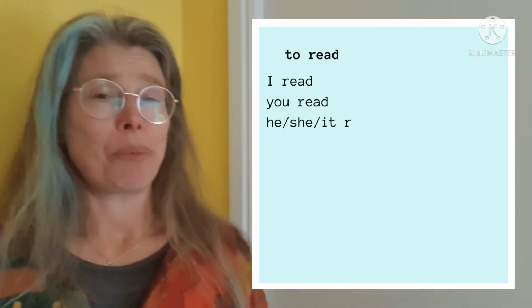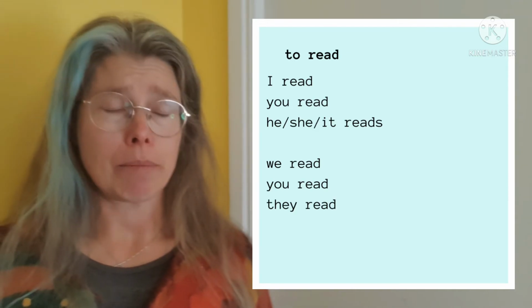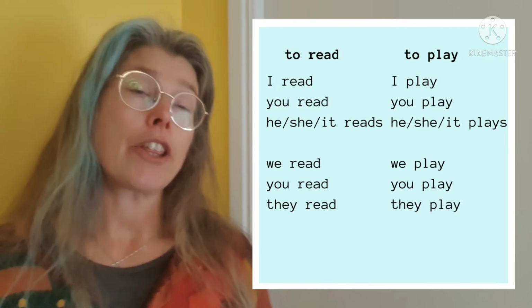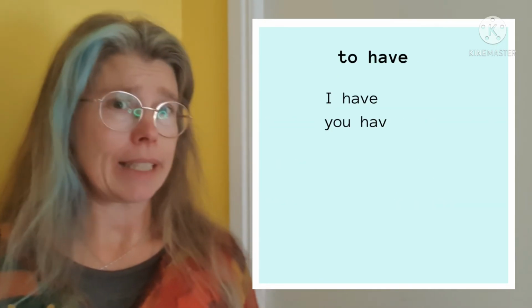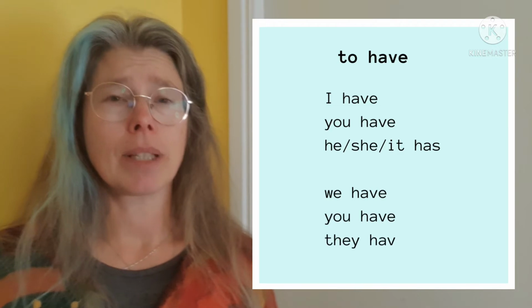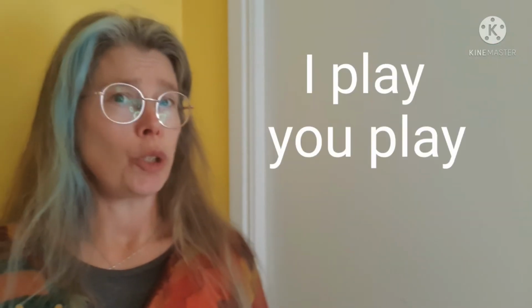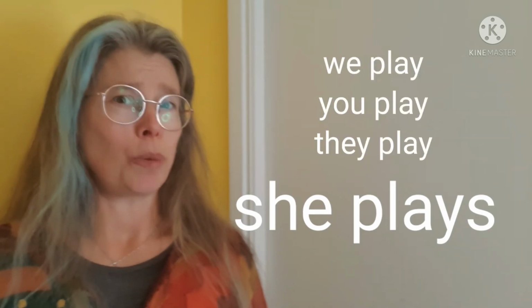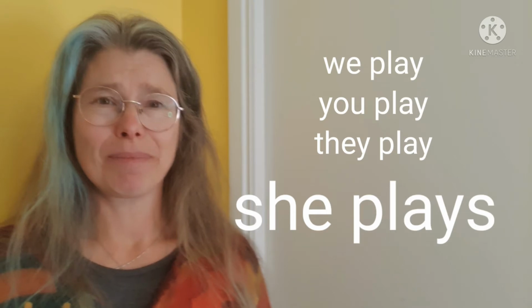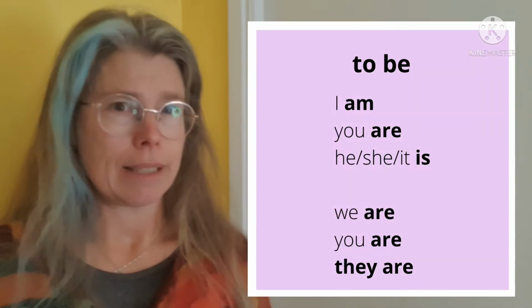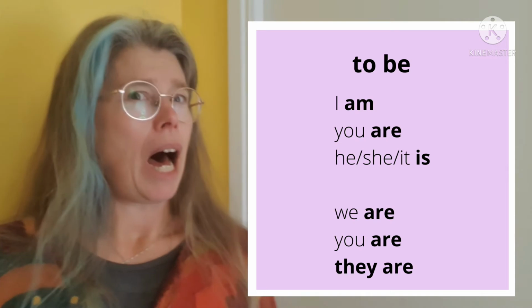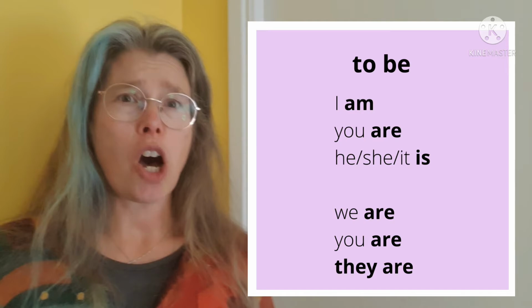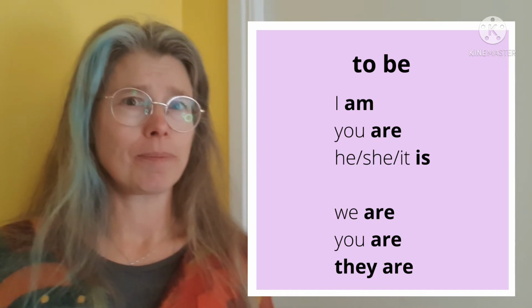Most verbs in the present simple form look the same as the infinitive form in the first person. But in the third person, he, she, and it, you add an S. I play, you play, he plays, we play, you play, and they play. But to be is different. You say, I am, you are, she is, we are, you are, and they are.